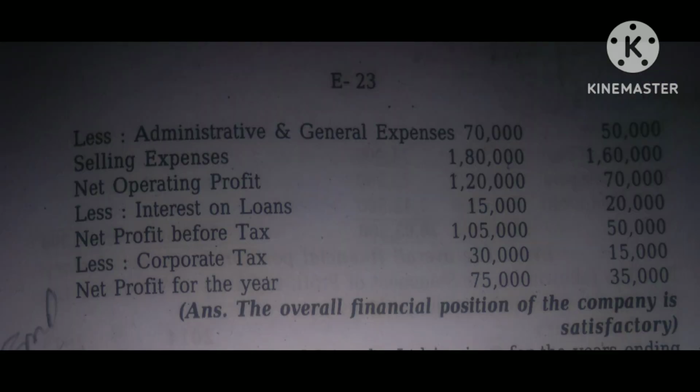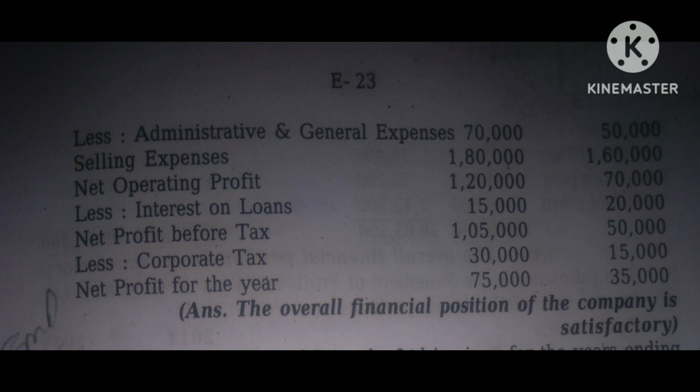So he has subtracted gross profit with administrative and general expenses. Administration and general expenses is 70,000 for 2017 and 50,000 for 2016, and selling expenses are 1,80,000 for 2017 and 1,60,000 for 2016, and net operating profit for 2017 is 1,20,000 and 2016 is 70,000, and he has subtracted it with interest on loans.